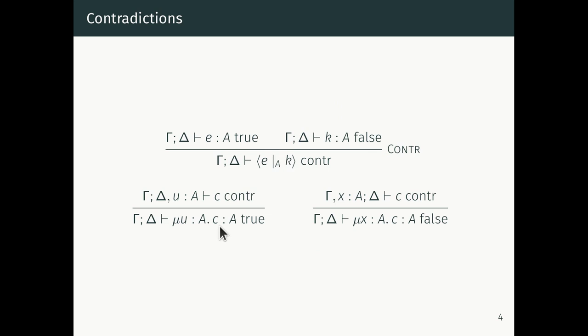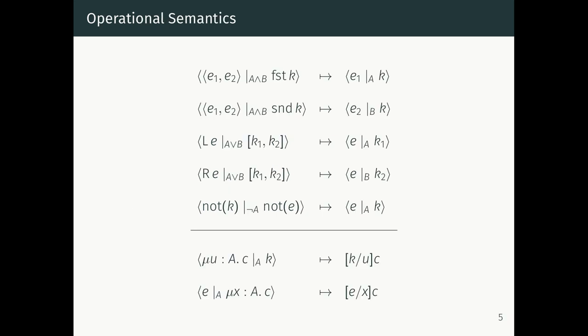and we also have the ability to prove that something is true by means of using contradictions. So if we're able to assume that A is false and get a contradiction, that's a proof that A is true. And symmetrically, if we assume that A is true and get a contradiction, that constitutes a refutation of A. Okay, so this is a beautiful, very symmetric calculus, and it even has a very, very nice operational semantics.